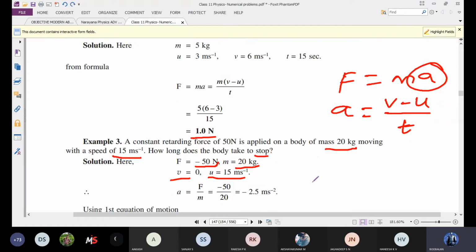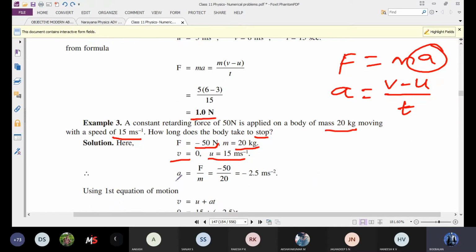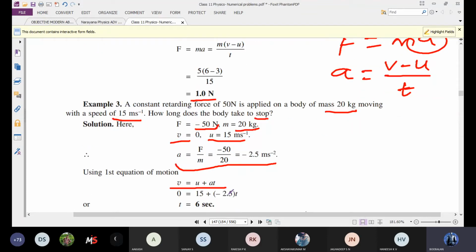So find the acceleration from the question. The acceleration is also negative because it is reducing. F by m, minus 2.5 meter per second squared. Third equation of motion formula: v is equal to u plus at, final velocity, initial velocity, acceleration and time. So how long? t equal to 6 seconds. How long means it is the time. Apply the values. So time is always positive.